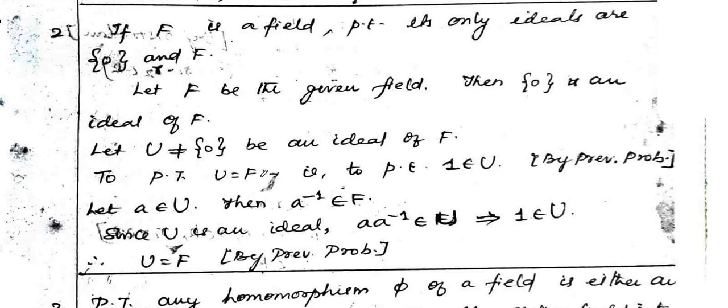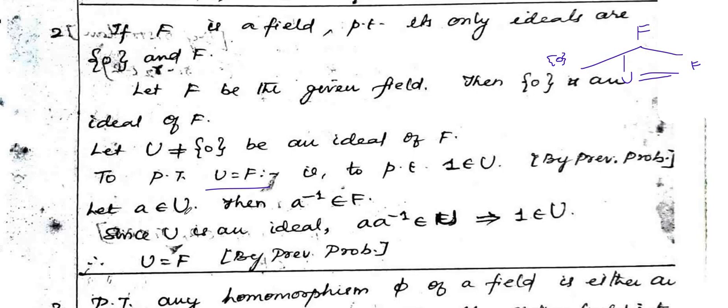Now, to prove that U equals F, we have already said that whenever F is a field, its only ideals are singleton 0 and F itself. So, we know that this is an ideal. Now, we consider U to be an ideal other than this. If I am able to show that this U equals F, then we can say that singleton 0 and F are the only ideals. So, if I am able to prove that 1 belongs to U, then by the previous problem, U will be equal to F. So, our job is to show that U equals F. For that, it is enough we show that 1 belongs to U.